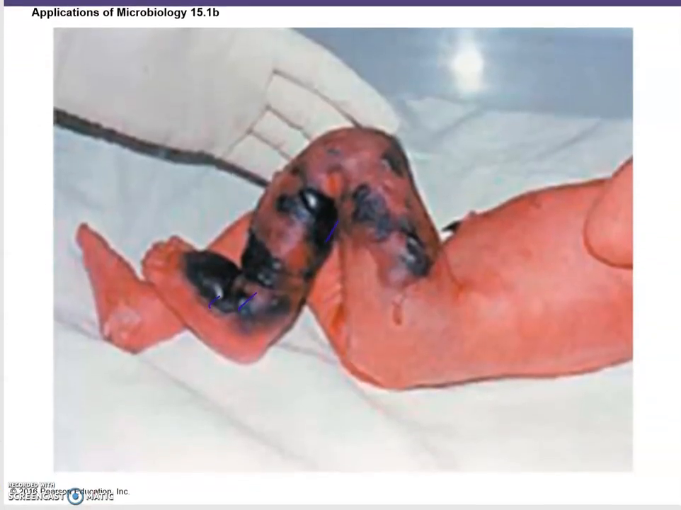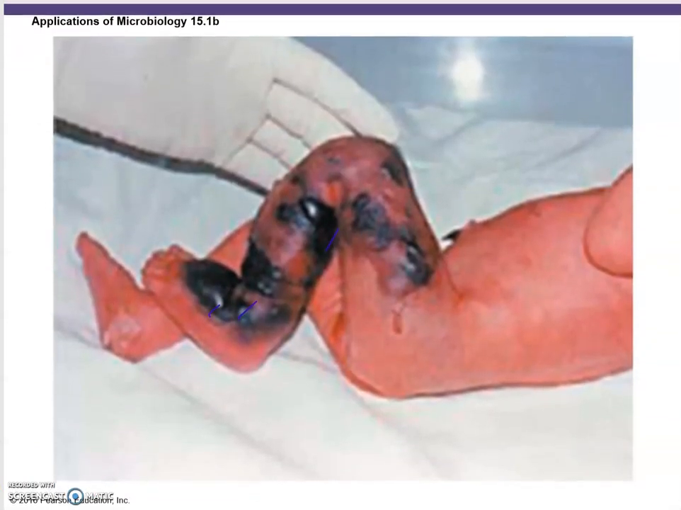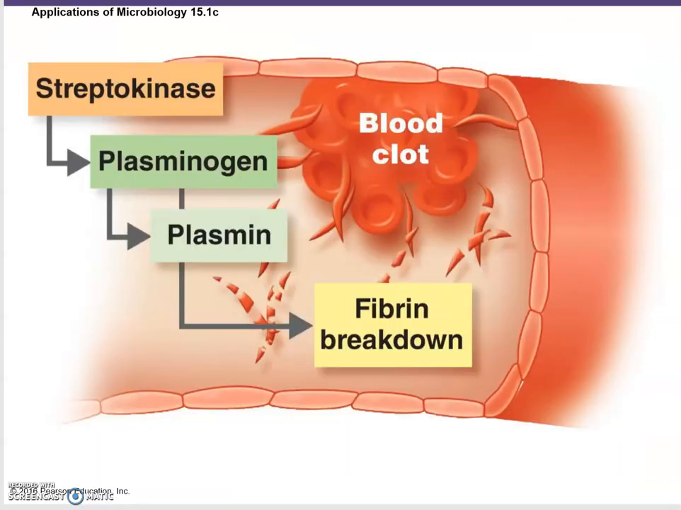In the next image here, you see an infant with a condition called necrotizing fasciitis. In this case, the pathogen Streptococcus pyogenes actually produces streptokinase in order to dissolve clots that the body uses to limit the spread of the infection. So in this case, it works the opposite way. The streptokinase is actually helping the pathogen to invade tissues faster and then producing the tissue death that you see in this case. Here is a diagram that shows you how streptokinase works.